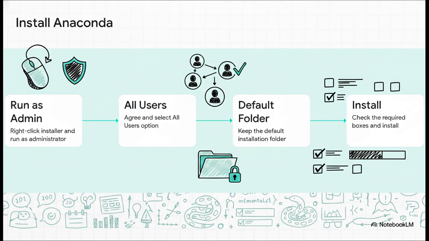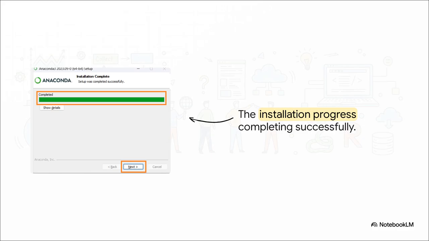Click Next, agree to the terms, and this is a really crucial step. Make absolutely sure you select all users, which is exactly why we needed those admin rights. Leave the default installation folder exactly as it is, check the recommended advanced boxes, and hit Install. Now, you're going to watch that progress bar for a few minutes while it unpacks the whole system, but eventually you'll hit that super satisfying bright green completion screen. Just hit Next, click Finish, and boom. Thousands of vetted, powerful data science packages are now safely living on your machine.